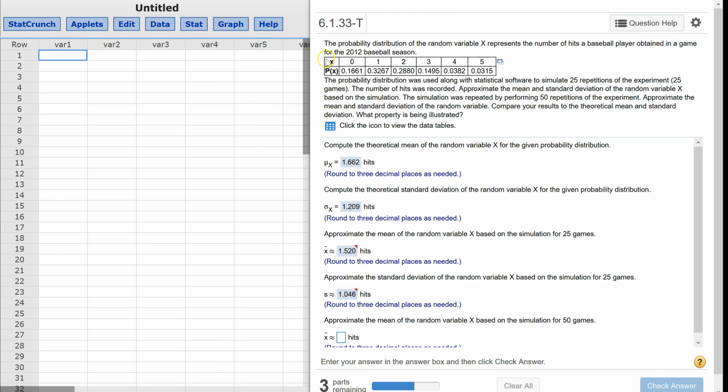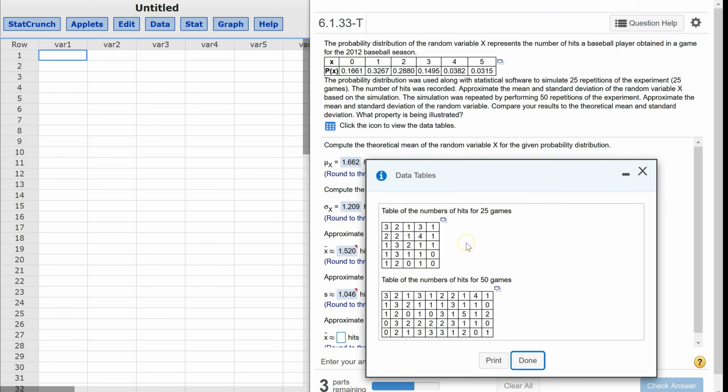First set of data is the population's information here from the probability distribution. Now that answers the first 2 questions. The second set of data is found in the tabular data form. You'll notice there are 2 tables here. One for the 25 simulated games and the second one for the 50 simulated games. So these 2 tables are used for the second and third part of the question.